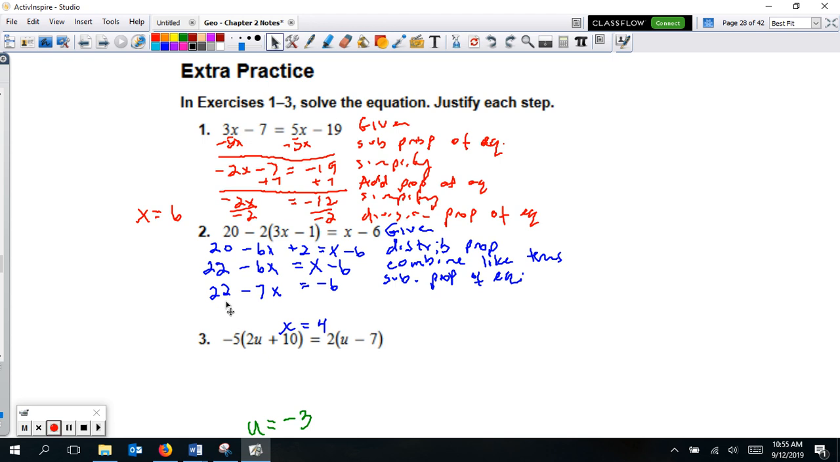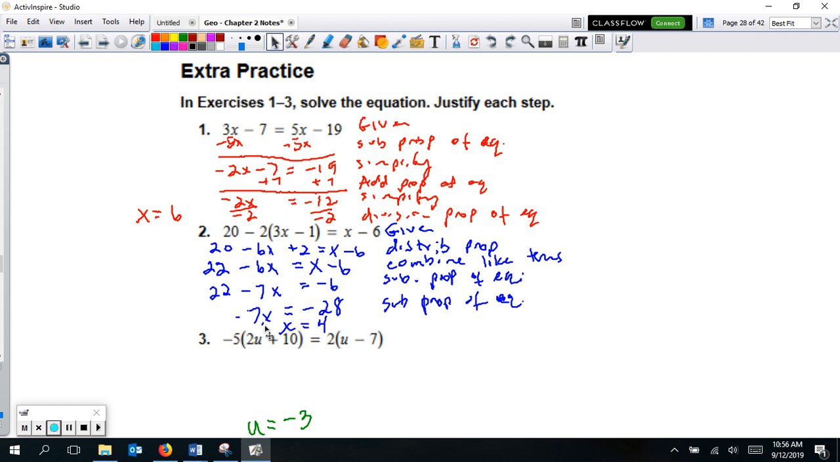And then I want to get my variable term by itself on the left. So I'm going to move 22 now to the right side. I got to subtract 22 from both sides, and that would be the subtraction property of equality when I do that. So I have now negative 7x is equal to negative 28. Negative 6 and a negative 22 would give me the negative 28. And again, the reason for that would be subtraction property of equality. See, my sub is getting me messed up. I should have put subtract.